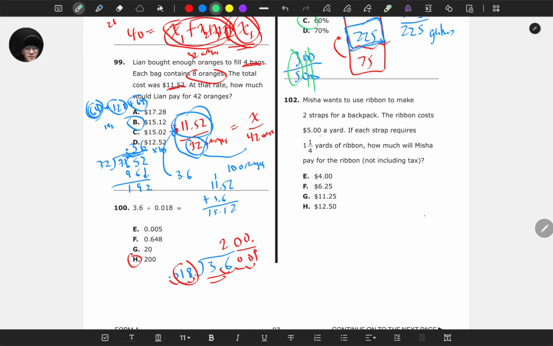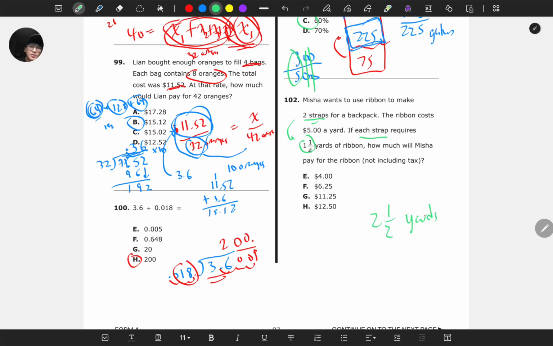Okay, last question. Misha wants to use ribbon to make 2 straps for a backpack. Okay, the ribbon costs $5 a yard. Great. Okay, if each strap requires this much yards of ribbon, how much will Misha pay for the ribbon? Okay, so one strap is 1 1/4 yards, right? That's how much I need. A backpack has 2 of them, so I have to multiply that by 2, so double that, right? So 1 1/4 plus 1 1/4, that's going to be 2.5 yards.